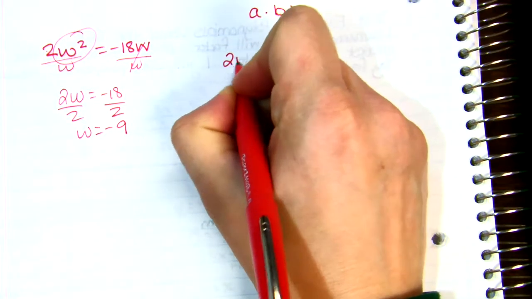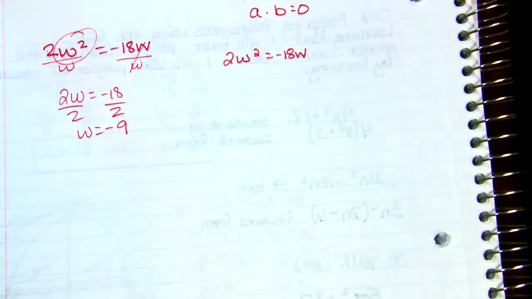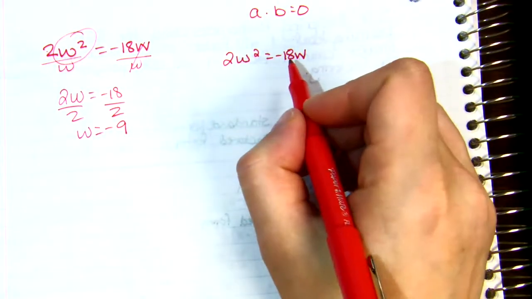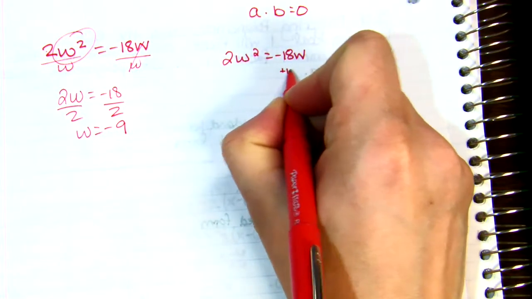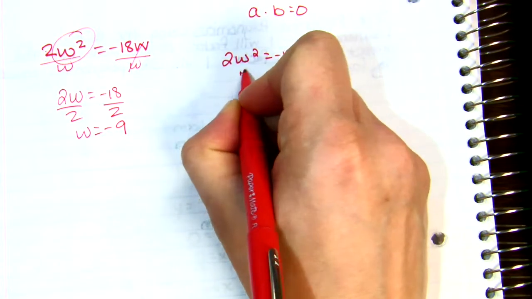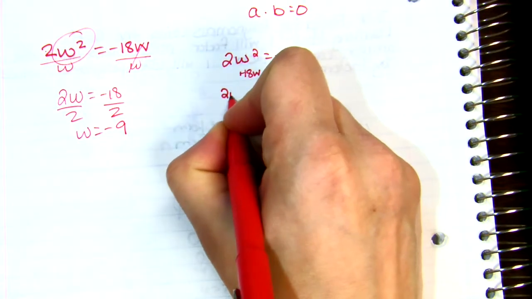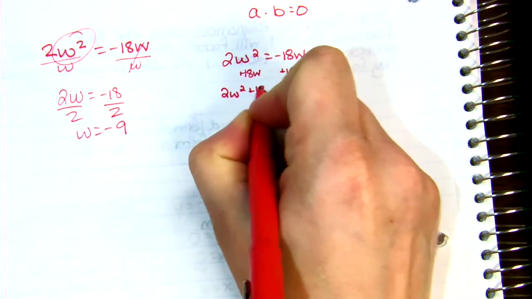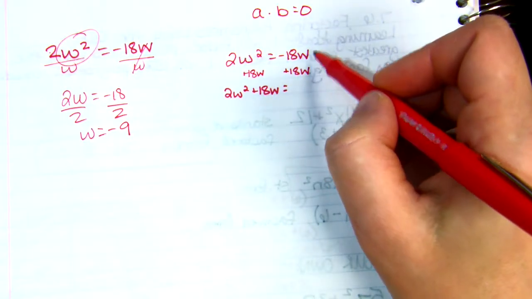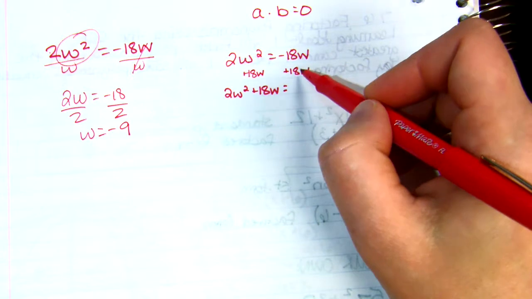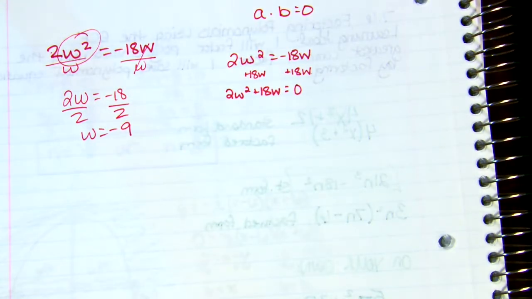So let's start again with this. 2w squared equals negative 18w. What we want to do is get all of the variable terms on the left-hand side. So I'm going to add 18w here. I'm going to add 18w here. So I have 2w squared plus 18w. And then on this side, I had negative 18w. I added 18w. Together, those make 0. So the right-hand side equals 0.